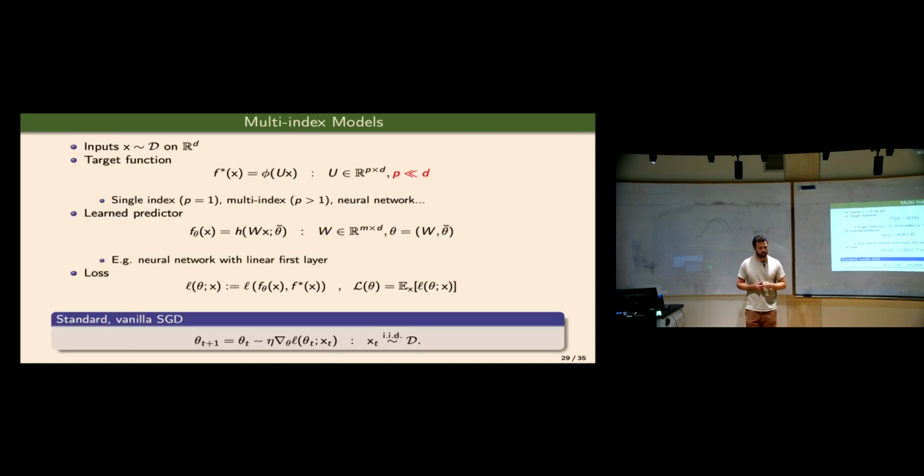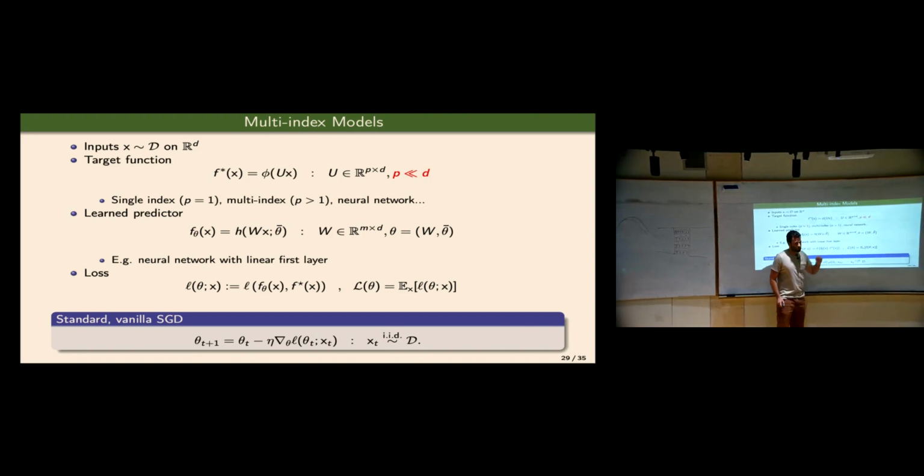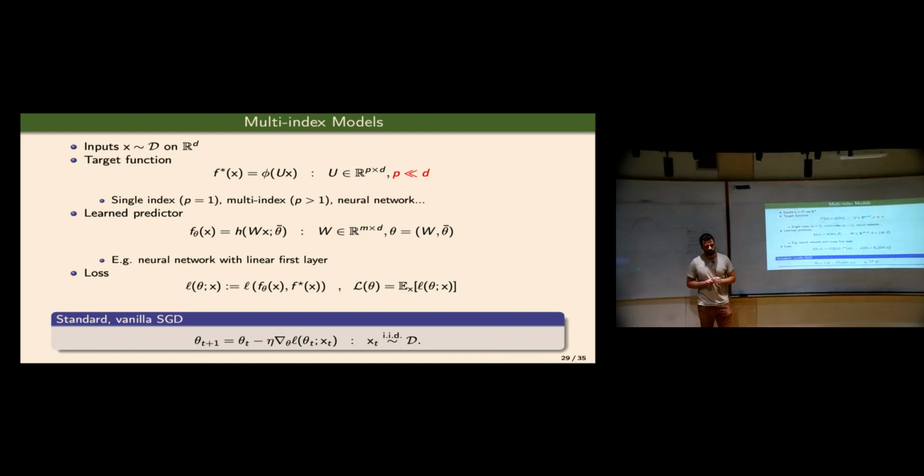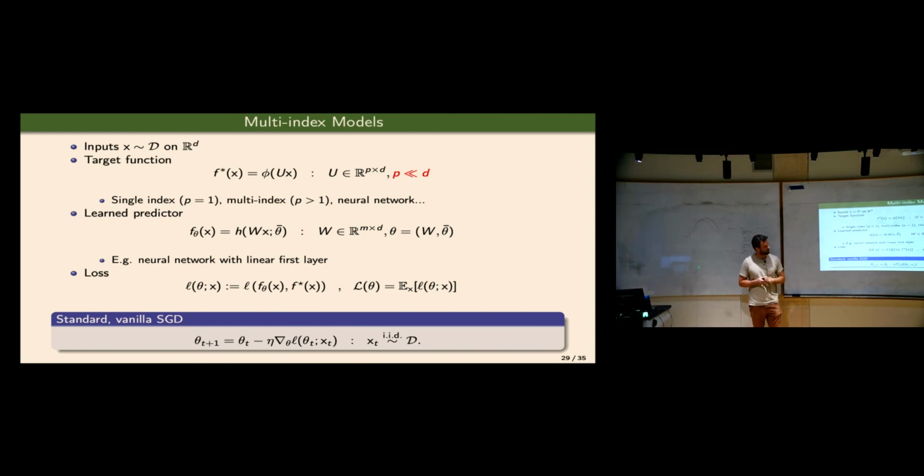Okay, so the setting we're going to be in is the following. We're going to have some input distribution, and for now it doesn't matter too much what it is, but always think of very high dimensional things. And the target function is going to depend on some lower dimensional subspace of these d-dimensional inputs. So we have some matrix U, and we take UX, and then apply a simple function to this. These are called multi-index models, and the idea is that if you actually knew U ahead of time, then this problem would be very easy.